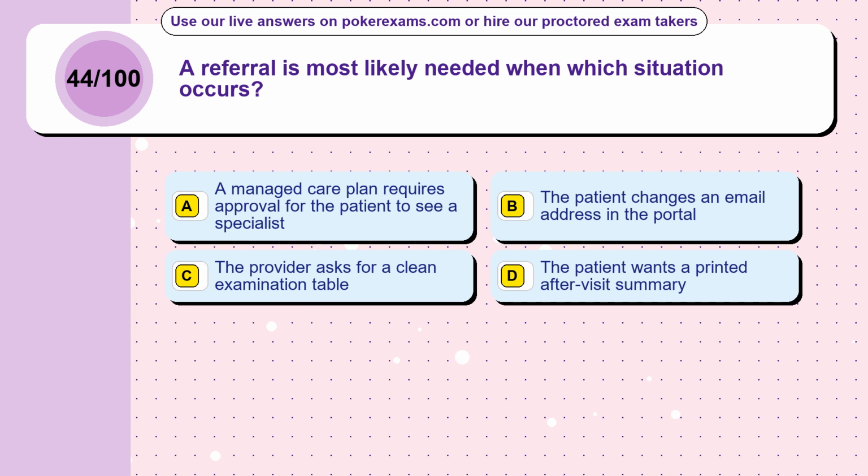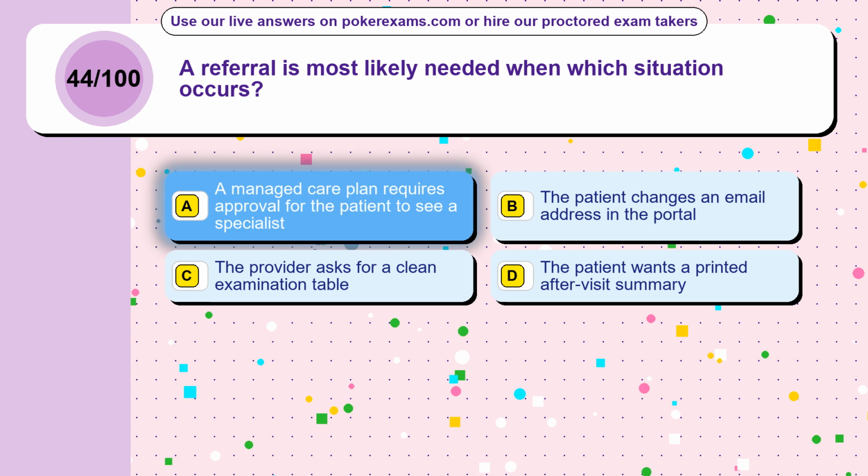Question 44. A referral is most likely needed when which situation occurs? Option A. A managed care plan requires approval for the patient to see a specialist. Option B. The patient changes an email address in the portal. Option C. The provider asks for a clean examination table. Option D. The patient wants a printed after-visit summary.